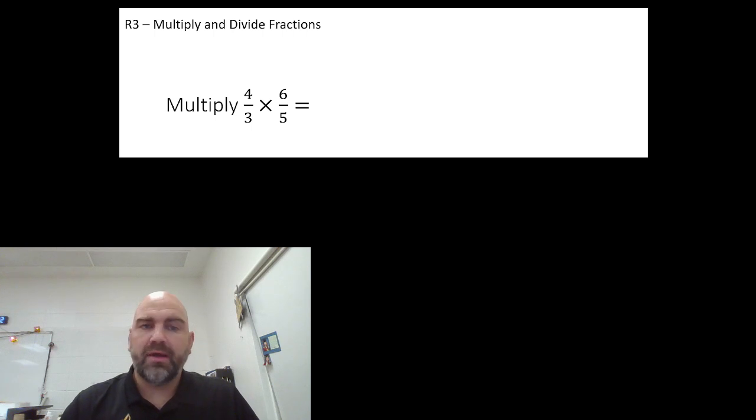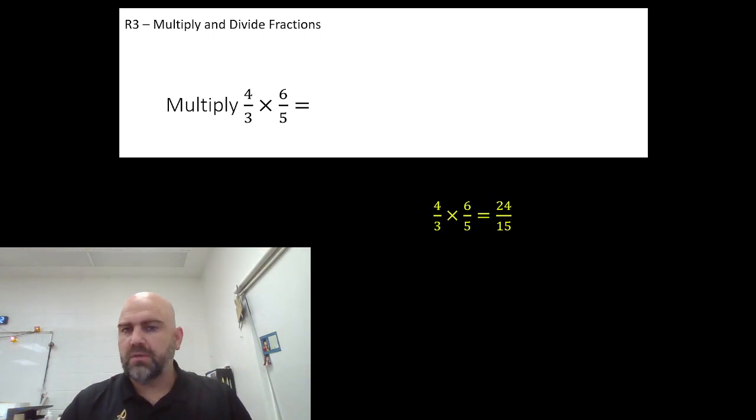The process of multiplying fractions is we're going to multiply the numerators together and multiply the denominators together. So this is a little bit of what it looks like. We have 4 times 6 being our numerators, so that's going to give us 24, and that becomes our new numerator. And then we have 3 times 5 on the bottom, those are our denominators. And when we multiply them, they become 15, and that becomes our new denominator.